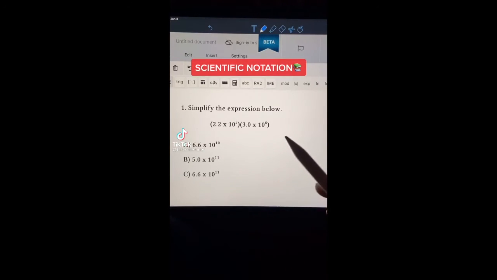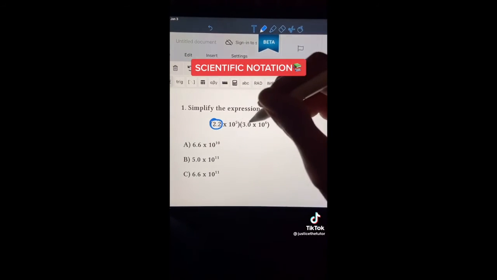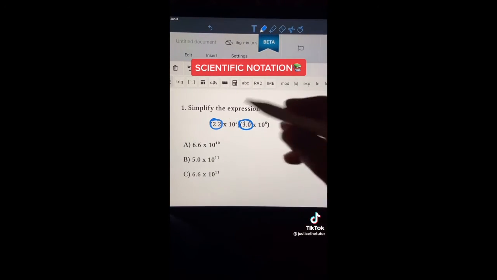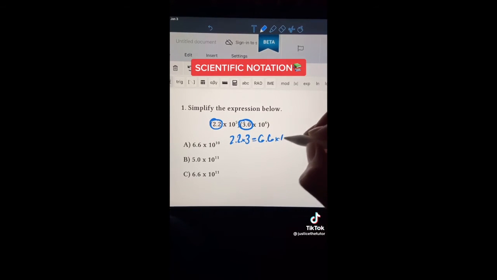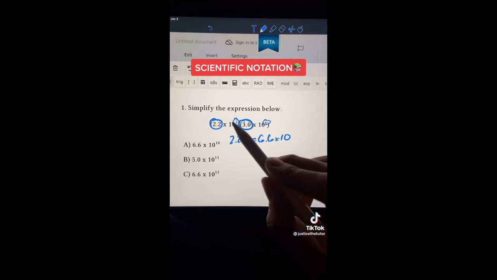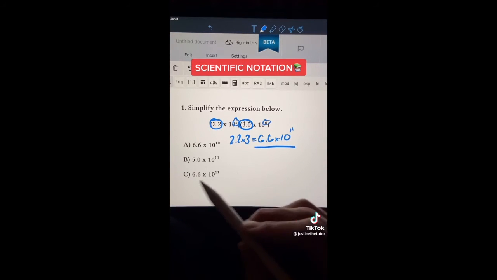Simplify the expression below. So it's actually really easy to multiply any two numbers that are already in scientific notation. You start out just by taking the first numbers and multiplying them together. So 2.2 times 3 is just 6.6. And then you want to look at these exponents up here. So we have a 5 and a 6, and you're just going to add them together. So 5 plus 6 is 11. So this is our final answer. So the answer is C.